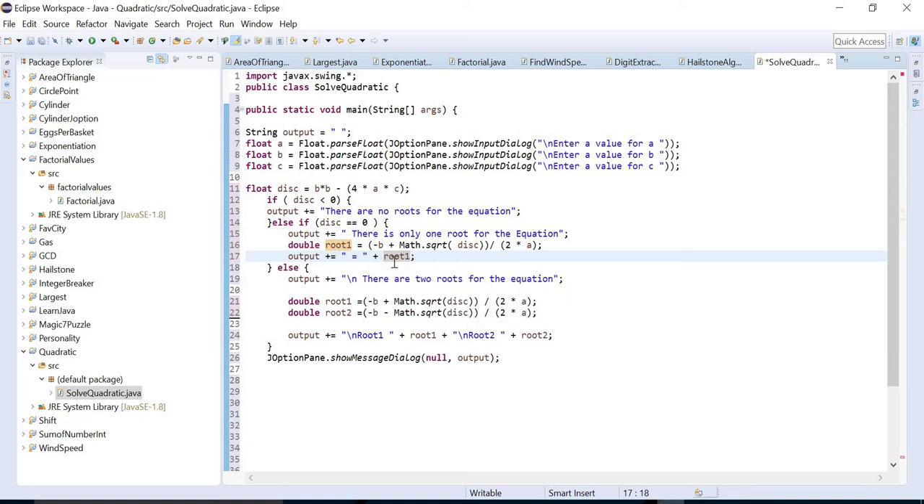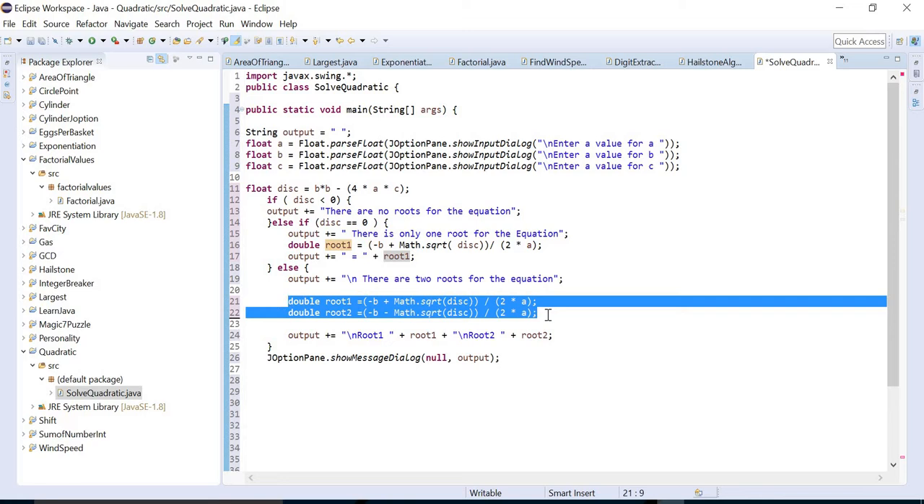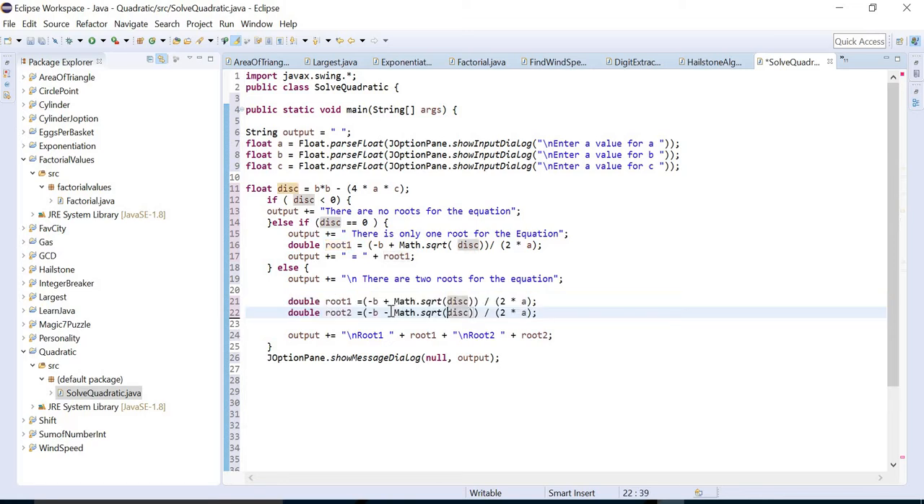Else means otherwise. There are two roots of the equation, then we state both forms of the quadratic equation with the plus and the minus. Because remember, guys, the quadratic formula can be x equals negative b plus or minus the square root. So plus or minus. And then we display that answer, and we reaffirm that we're going to show the output in the message dialog.